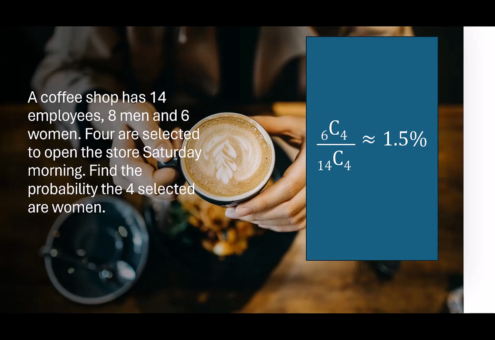That says we can change that 0.015 into 1.5%. This says if we're just randomly picking people to open the store, there's only a 1.5% chance that the 4 people we select would all be women.